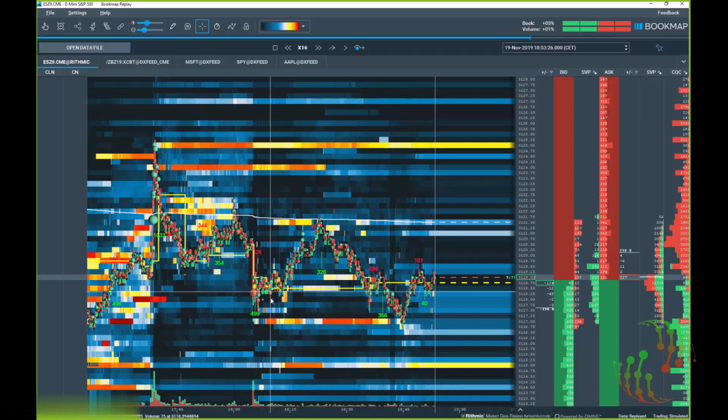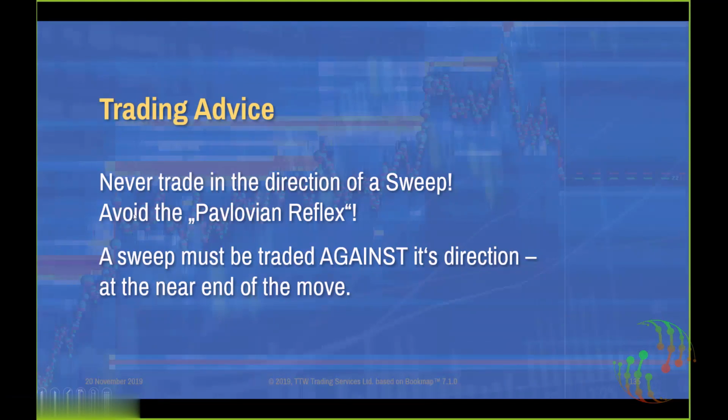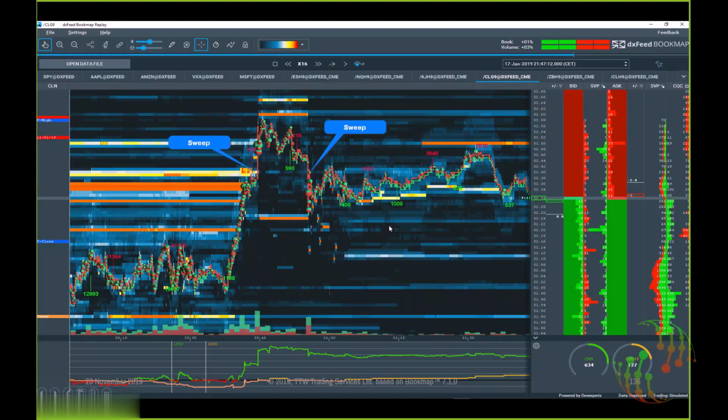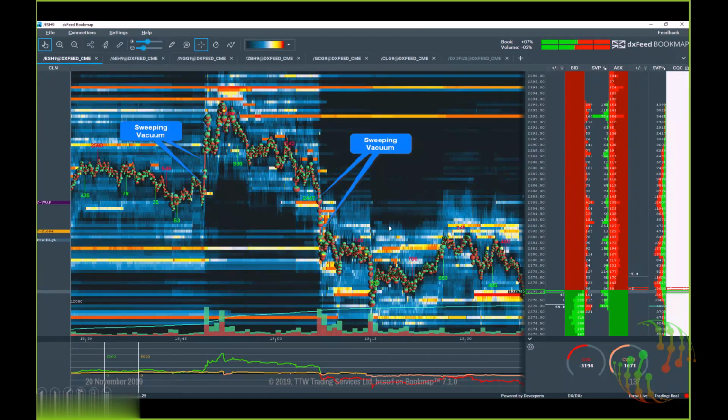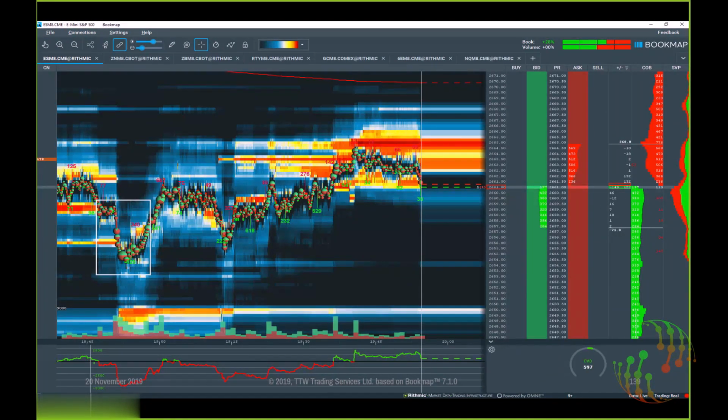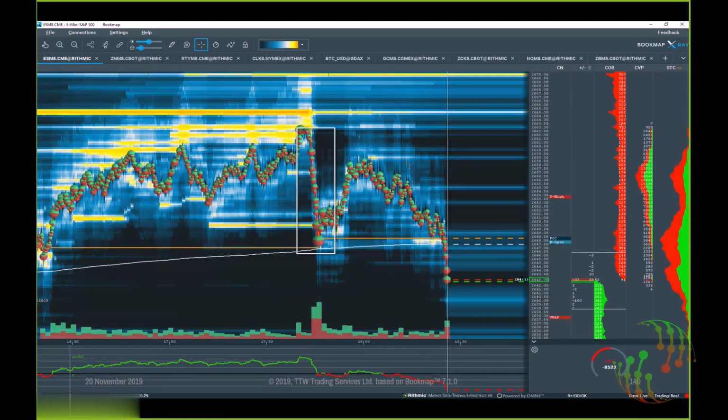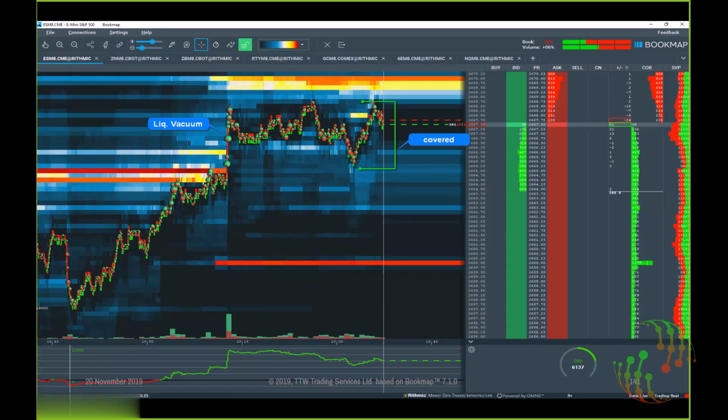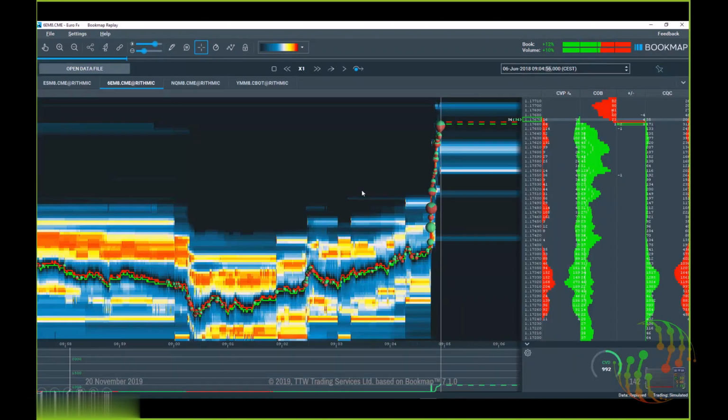Okay. You see, this move was good for a few points. It's not as much as we expected, but anyway, it doesn't matter. Every tick counts. Never trade in the direction of a sweep. Avoid the Pavlovian reflex. A sweep must be traded against its direction at the near end of the move. So you see there are several examples, and let me talk about that again in the strategy section. I think yesterday's live example was impressive enough to understand what a sweep is, what happens during the sweep, and how to trade it.